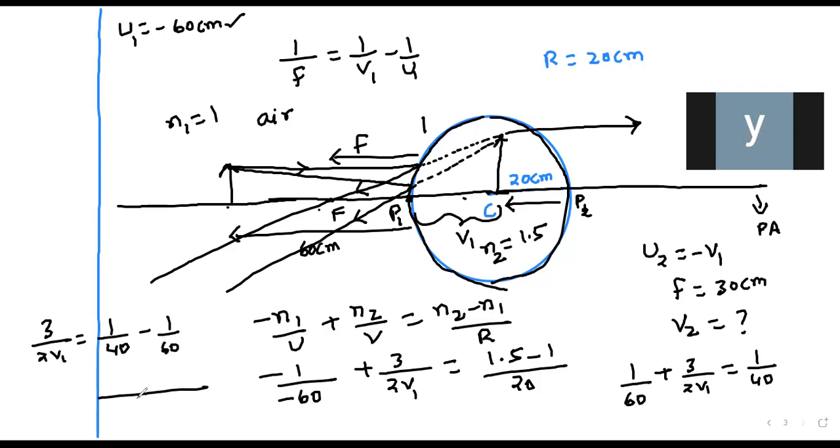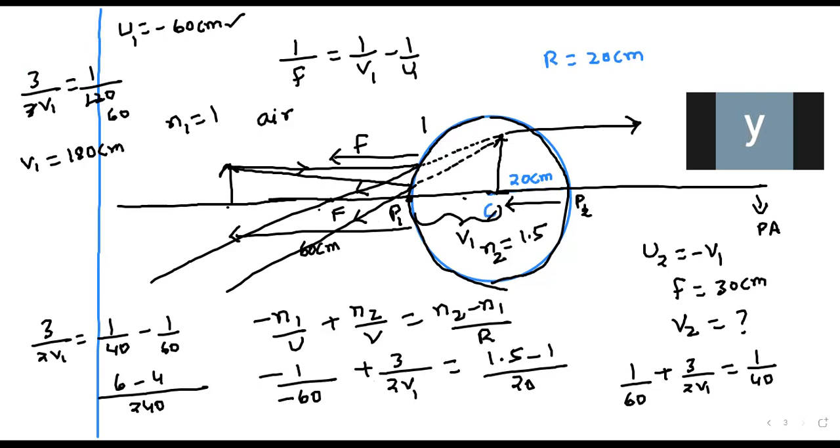If you consider LCM 240, this is 6, this is 4. 2 by 240 means 1 by 120. So 3 by 2 V1 equals 1 by 120. So V1 equals 180 centimeters. Okay? Fine, V1 is 180 centimeters.